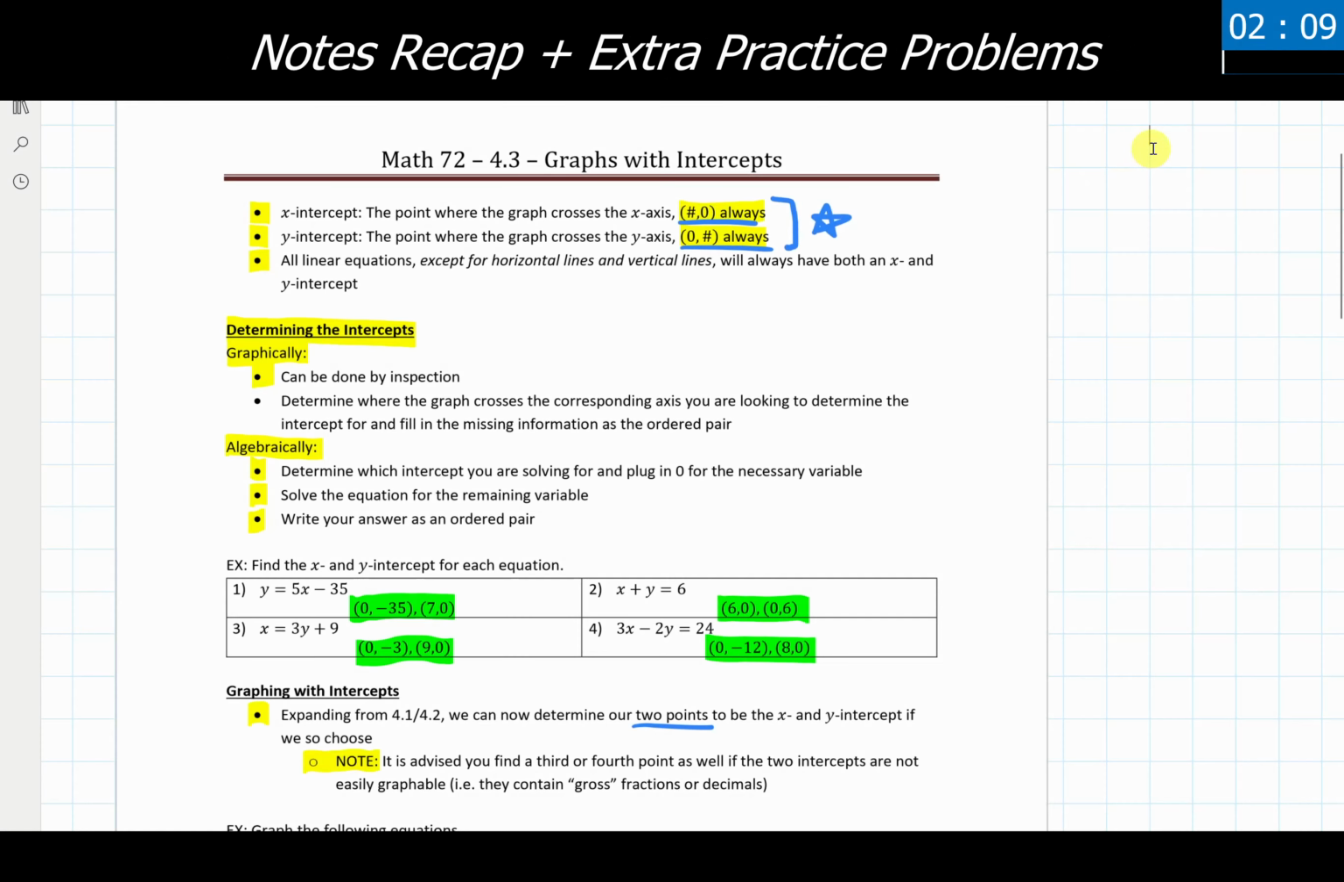As a quick recap of everything that we covered today, we went through graphs with intercepts. We had our definition of the x and y intercept listed here. I would highly recommend that you write this down for yourself, these kind of frameworks of each of these intercepts as necessary. Remember that all linear equations, except for horizontal and vertical lines, will always have both an x-intercept and a y-intercept, regardless of if the numbers are nice or gross or any of that.